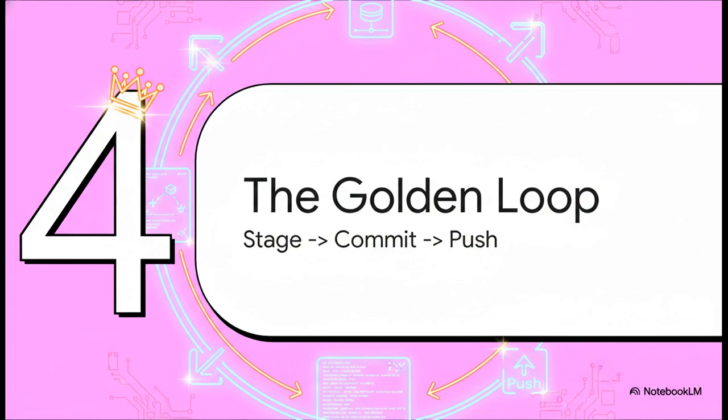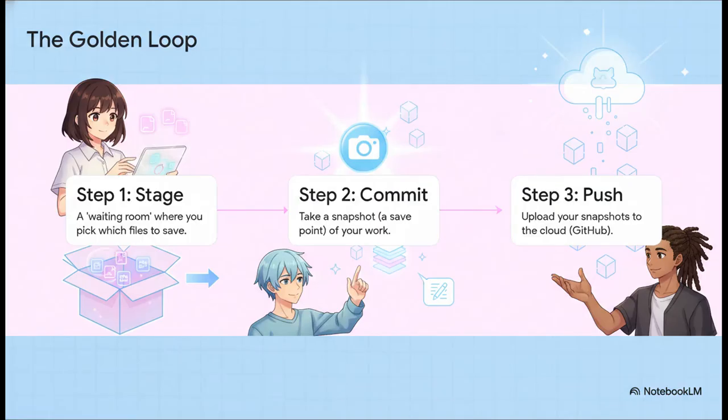It turns out the whole workflow is actually a really simple three-step rhythm that you're just going to repeat over and over again. If you can master this stage, commit, push loop, you've pretty much mastered the basics of working with Git all by yourself. So here's how it works. First, you stage your changes. You can think of this like putting things into a waiting room. You're just picking exactly which files you want to include in your next snapshot.